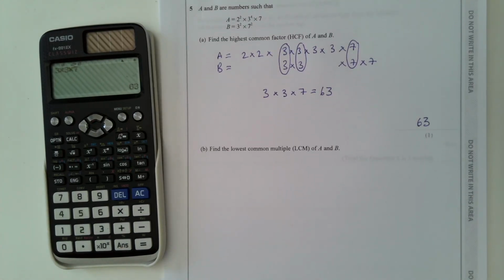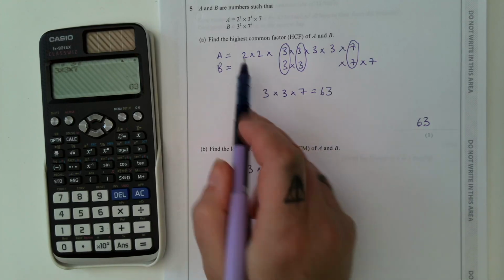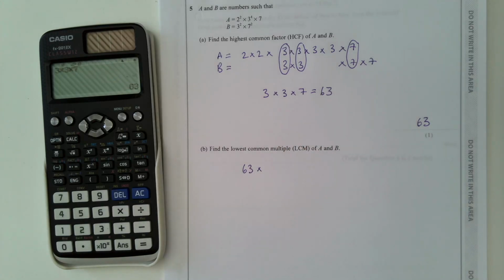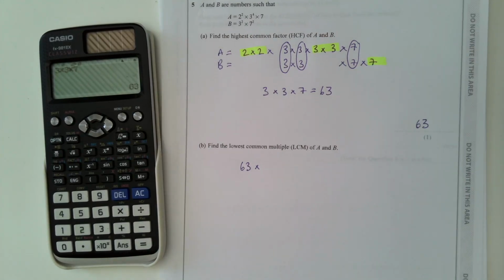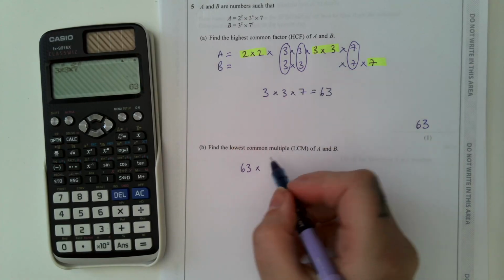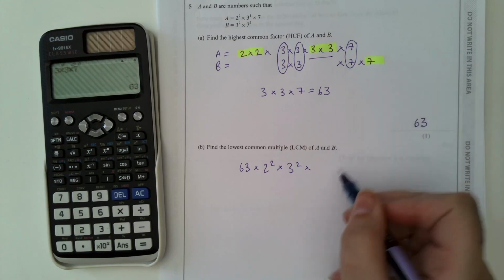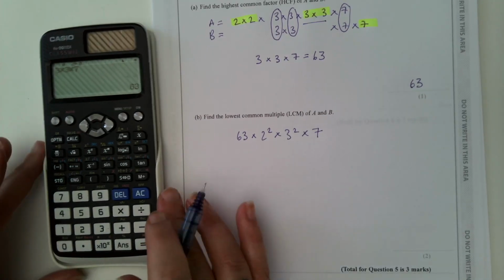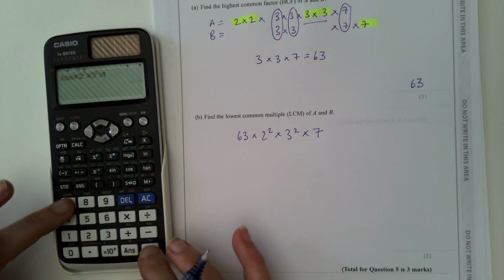Part B, find the lowest common multiple of A and B. So the lowest common multiple of A and B would be the highest common factor multiplied by anything that's left, that hasn't been included, that wasn't common to both products of prime factors. So we're going to do 63 multiplied by 2 squared multiplied by 3 squared multiplied by 7. This would be all of the information that's included in your Venn diagram if you were to draw one. So 2 squared, 3 squared, 7.